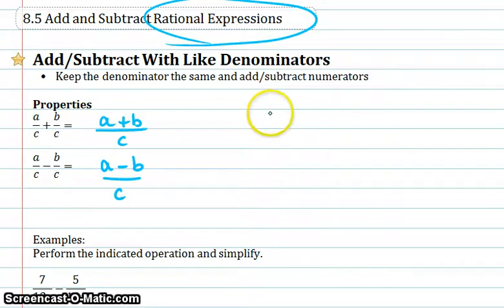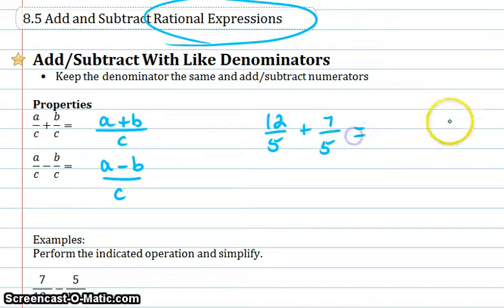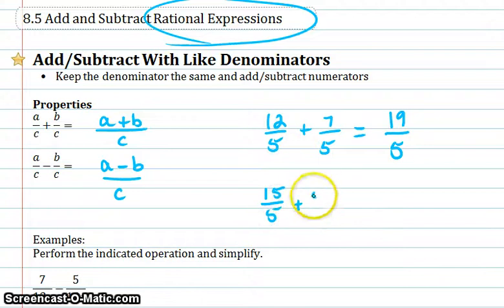For example, if you have 12/5 and you want to add 7/5, well, that gives you 19/5. I took 12 plus 7, that's 19, and put it over the denominator of 5. If we had something like 15/5 plus 5/5, that's going to be 20/5, and remember, you can simplify 20 over 5, so that is just 4.